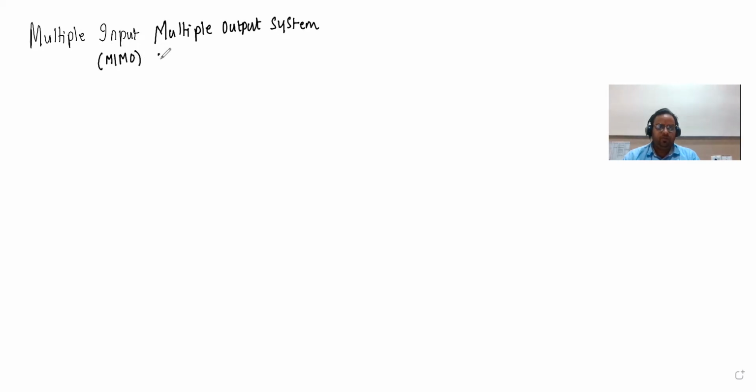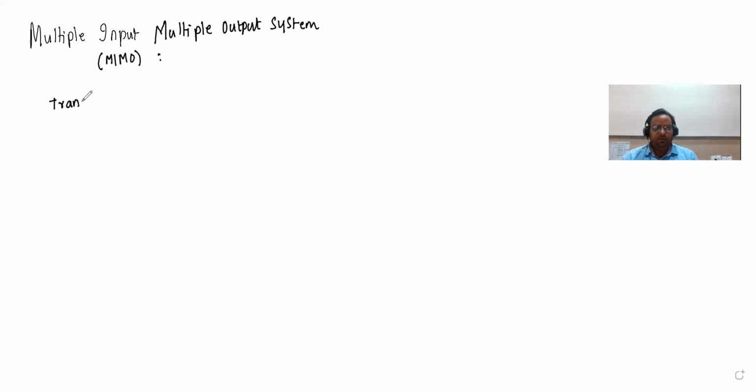So basically we have a multiple input, multiple output system. This is also known as a MIMO system. Essentially, what we were talking about was that it has multiple antennas at the transmitter side.